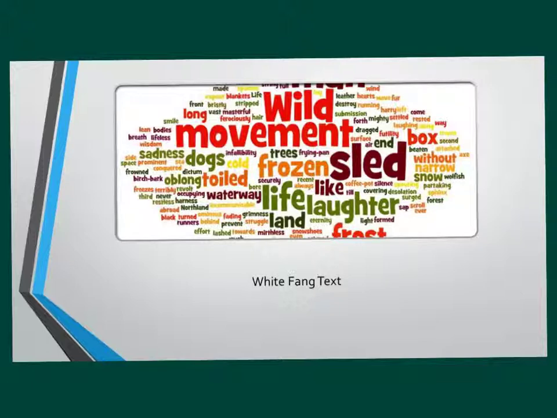You can look at the words wild, movement, and sled, even frozen in life and laughter, and draw some conclusions about what the theme of this book is, the theme in this body of text. Then even after the first few pages or the first few chapters, go back to this word cloud and have a discussion. Do you see any words that mean anything now that we've read through a few chapters of the book? Just an idea there for you to use.